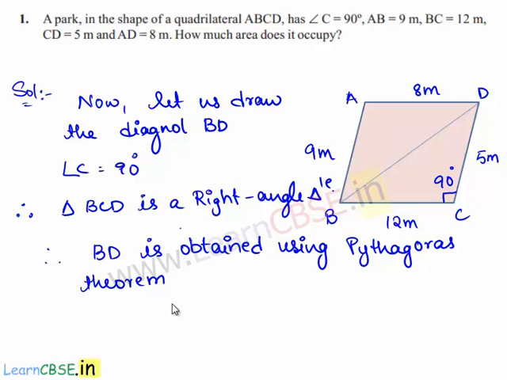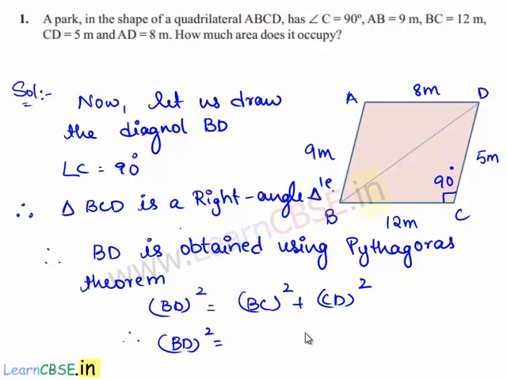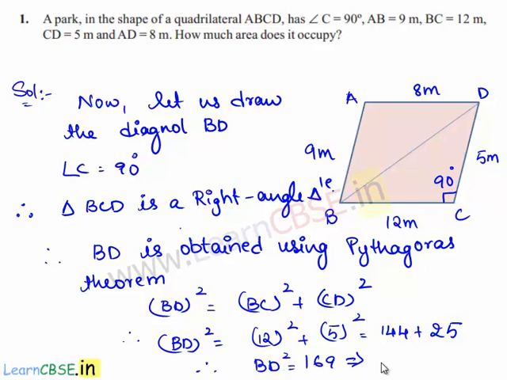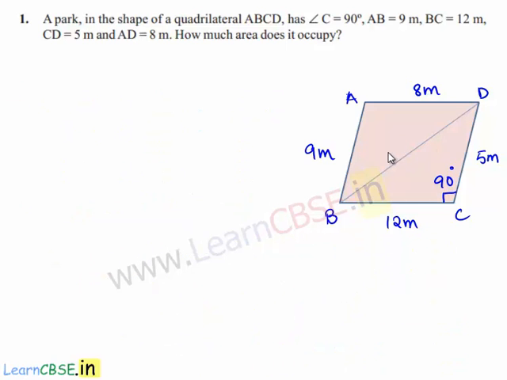which is hypotenuse square, that is BD whole square, is equal to side square, that is BC whole square, plus side square, that is CD whole square. Therefore, BD whole square is equal to BC square, that is 12 whole square, plus CD square, that is 5 whole square. 12 square is equal to 144 plus 5 square is 25. This gives BD square is equal to 169. This implies BD is equal to 13 meters. So now we have BD is equal to 13 meters.